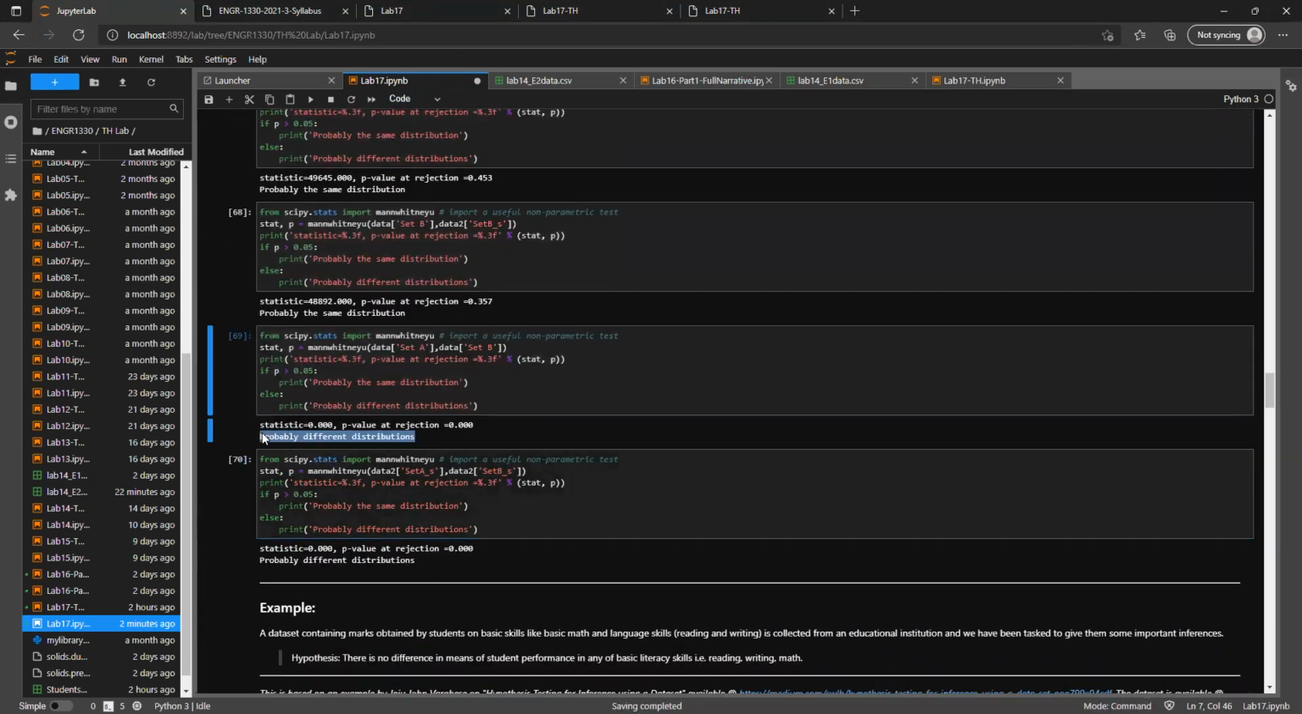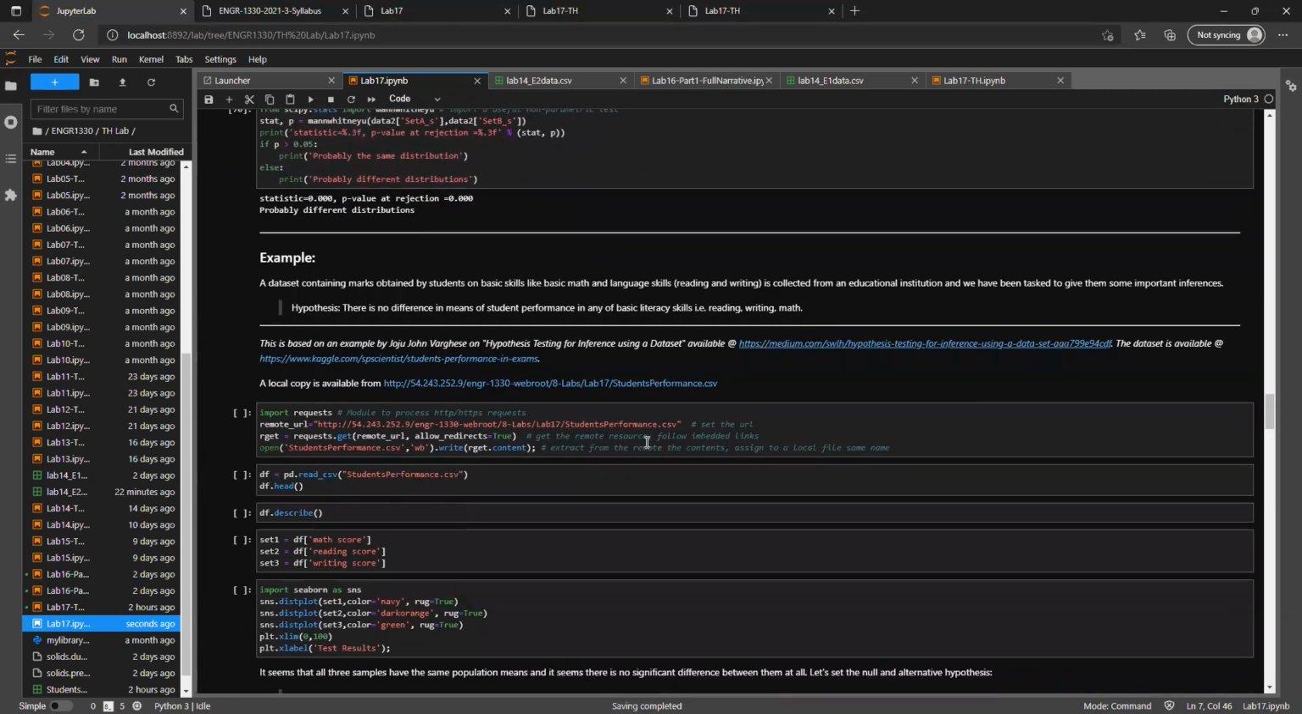So what did we reject, or did we fail to reject our null hypothesis? The null hypothesis was set A and set B are not significantly different. We rejected. They are significantly different. That is correct. All right, let's look at another example.